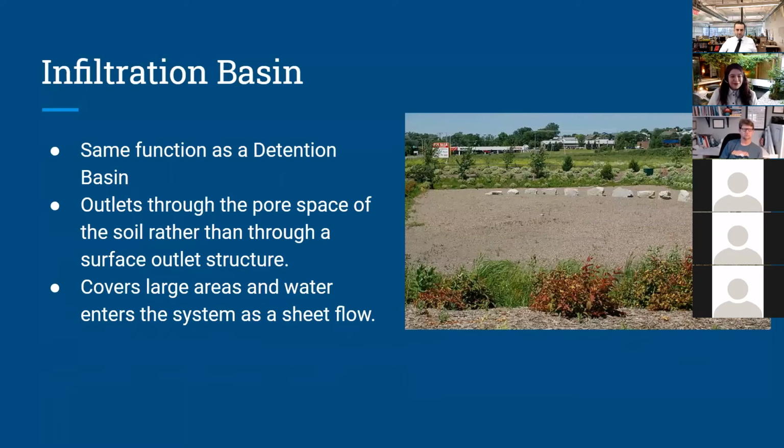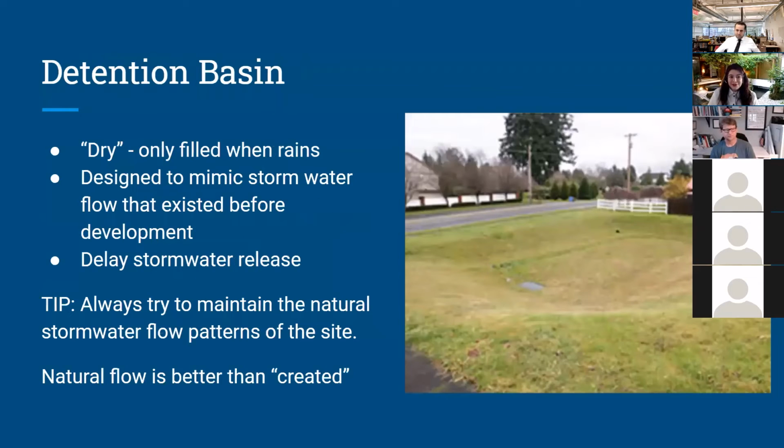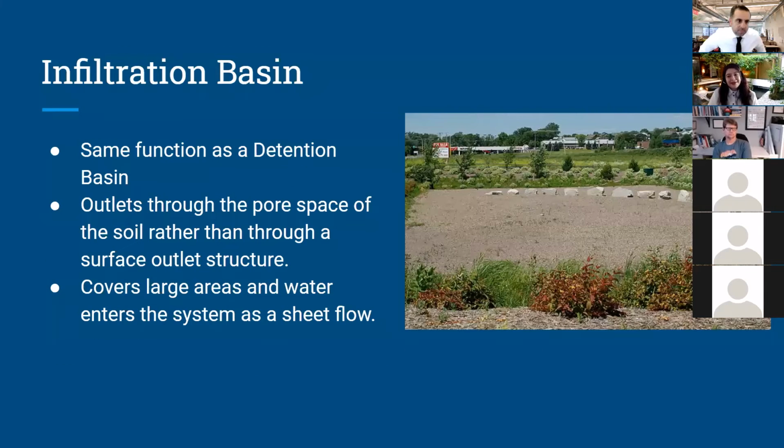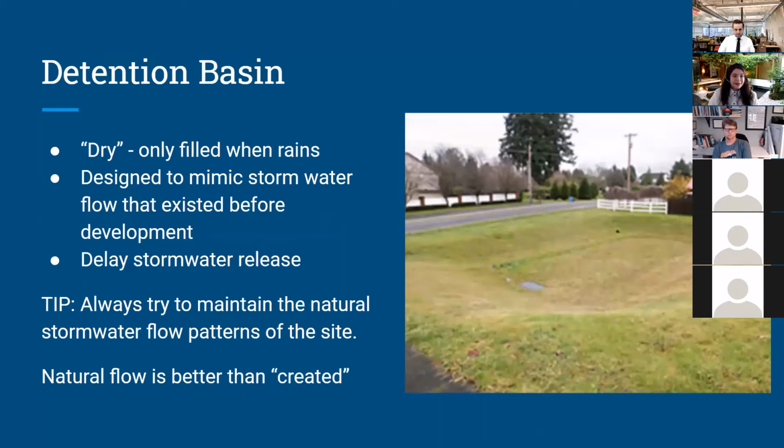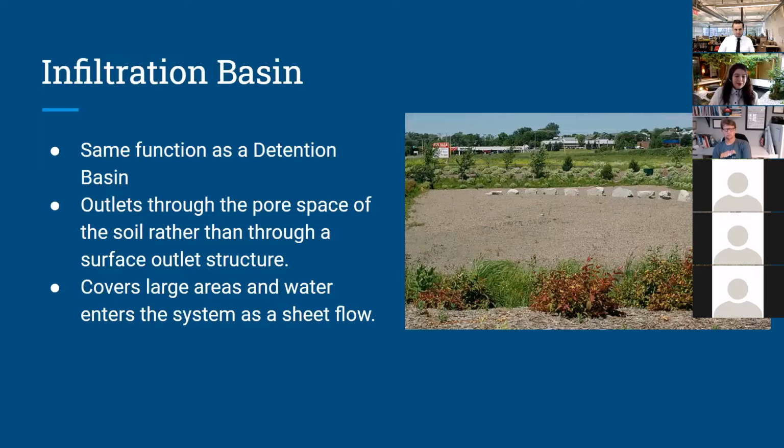Okay, and I wanted to jump to the infiltration basin, because it's really similar to the detention basin. They look similar, they're usually dry, and the only difference is that for an infiltration basin, you usually have a pore space. That means you use materials like stone versus landscaping. And this one uses the pores of the soil to filter the water. With this infiltration basin, you can cover larger surfaces, larger areas, and all the stormwater that comes to these areas comes as a sheet flow.